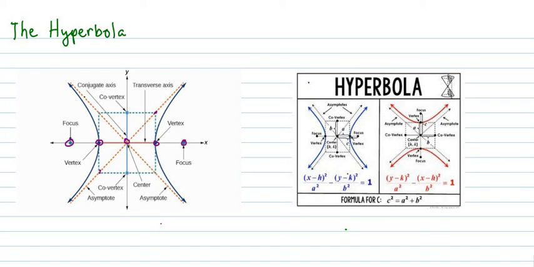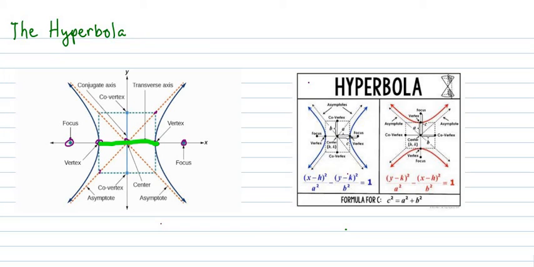And then we also have another part of a hyperbola, what we call the conjugate axis. It's not conjugate but the asymptote. So asymptote, we have here our asymptote. Okay, and then the conjugate axis, we have this one as our conjugate axis. And then we also have the transverse axis. We have this one as our transverse axis.